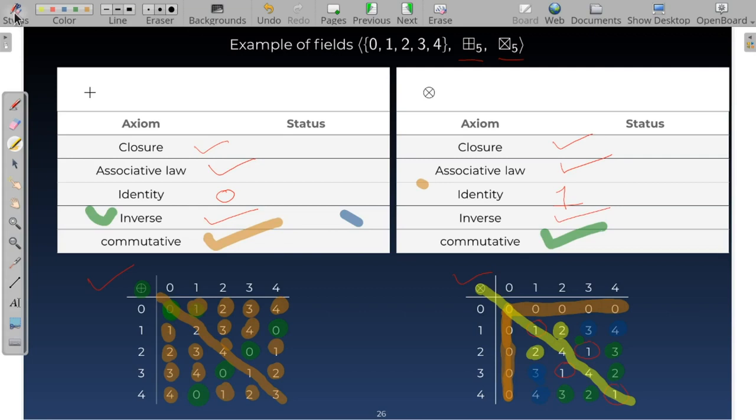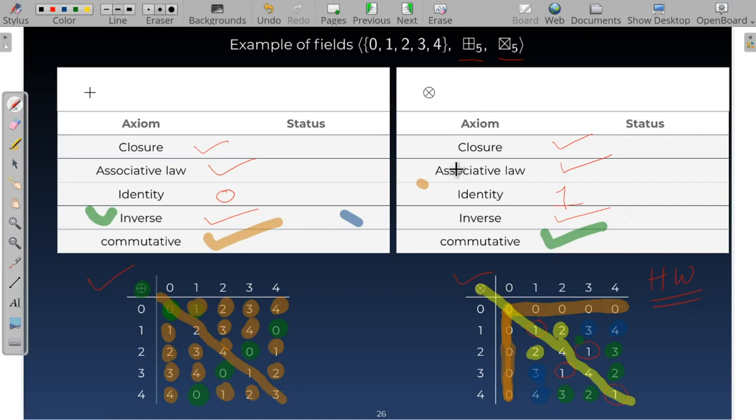And in addition to that, the next thing is that this modulo 5 multiplication should be distributive over addition, and that's very easy to show. So you can do that. Let's put that as homework. Your homework is to show that modulo 5 multiplication is actually distributive over modulo 5 addition.